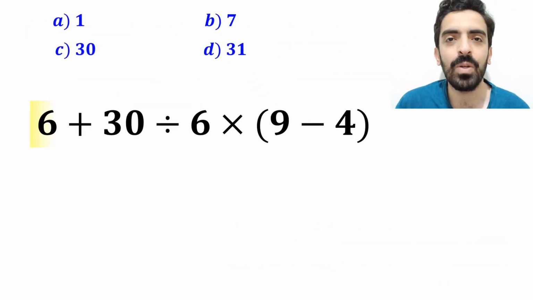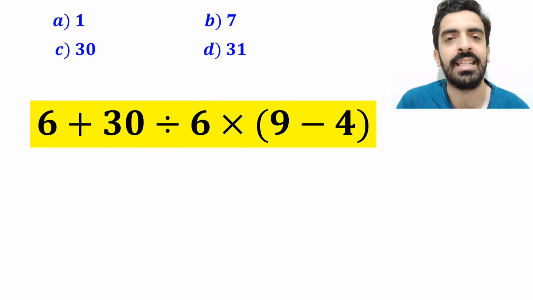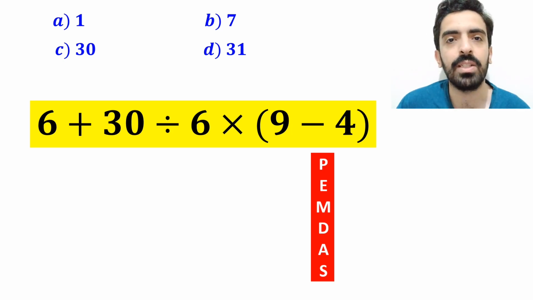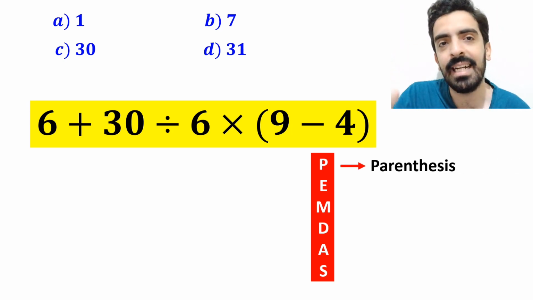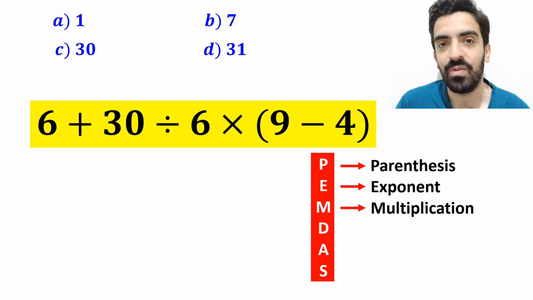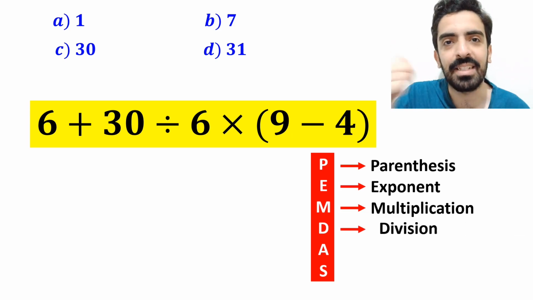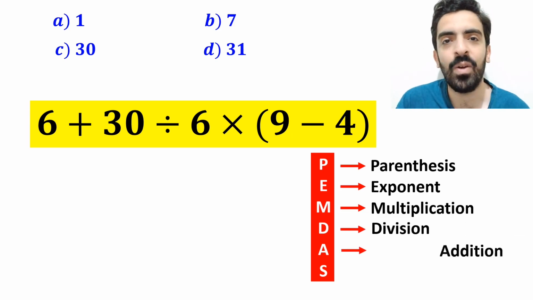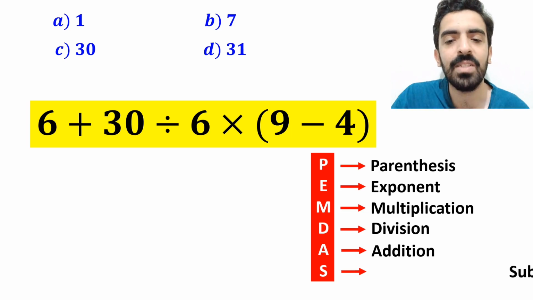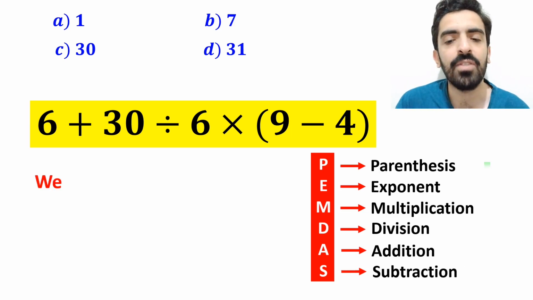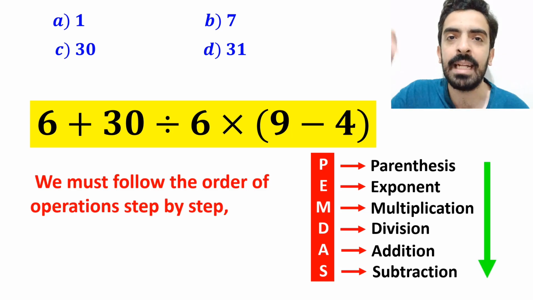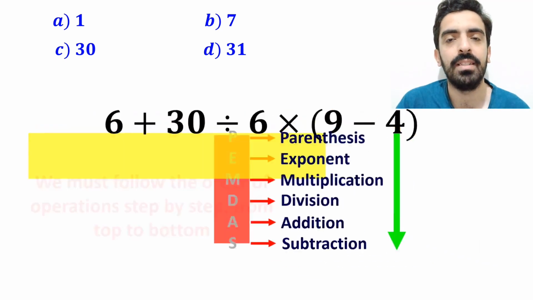Alright, now let me show you how to solve this expression correctly. To solve this question, we must follow the PEMDAS rule. In this rule, P stands for parentheses, E stands for exponent, M stands for multiplication, D stands for division, A stands for addition, and S stands for subtraction. We must follow the order of operations step by step from top to bottom.